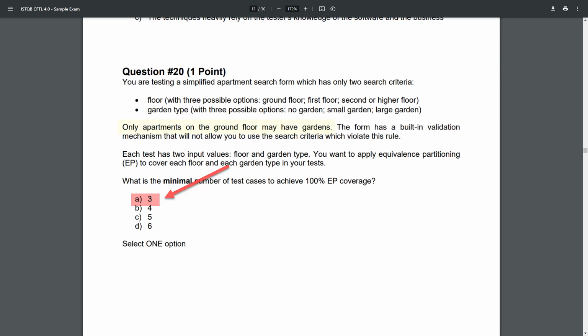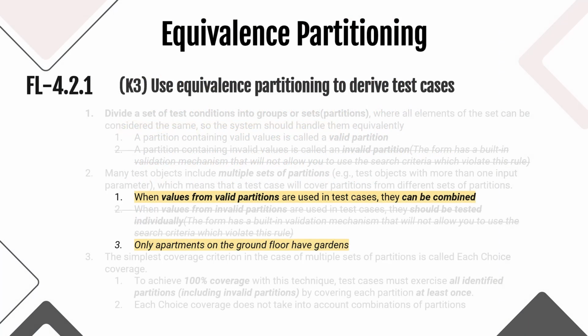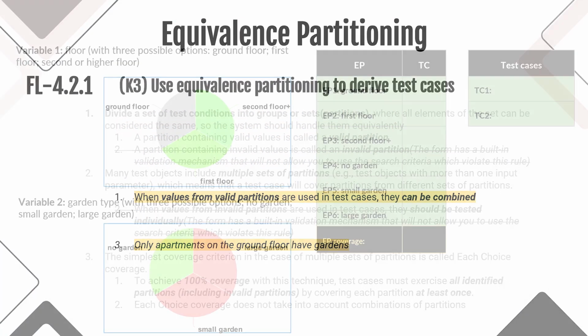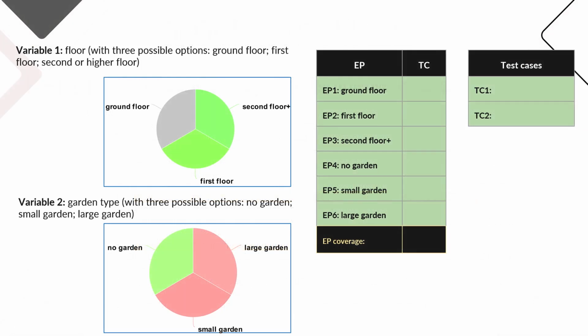As you remember, we have limitations. Only apartments on the ground floor have gardens. We even added it as a separate item, and it's time to determine how it affects the design of test cases. Let's start from the beginning, but now let's take into account the limitations.